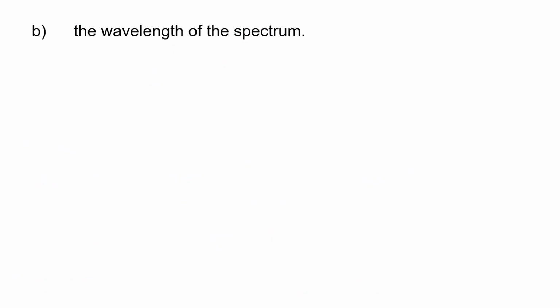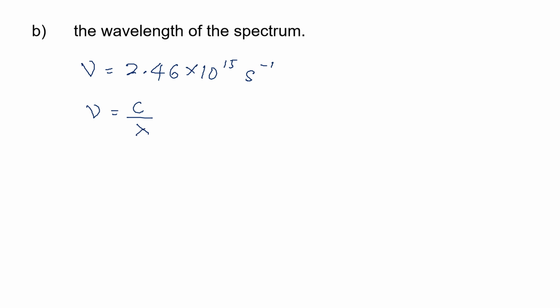Next question, it asks us to calculate the wavelength of the spectrum. In the question, you are given the value of frequency, which equals 2.46 times 10 to the power of 15 per second. So using the value of frequency, we can calculate the value of the wavelength. Frequency equals C over lambda, where lambda is the wavelength.